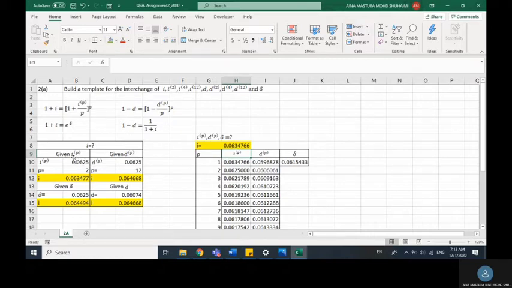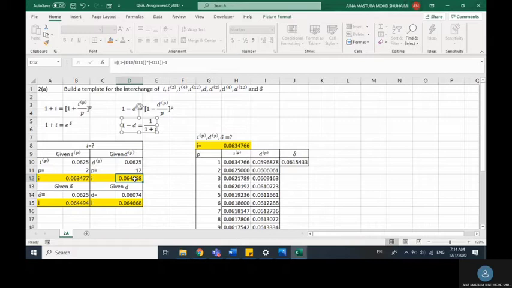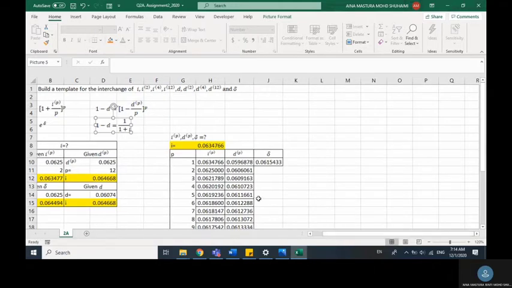If it's given the value of IP, we can use this formula to find the value of I by substituting the amount of IP and P. If it's given the value of dp, we can use these two formulas to find the value of I. If it's given the value of delta, we can use this formula to find the value of I. And if it's given the value of d, we can use this formula to find the value of I.